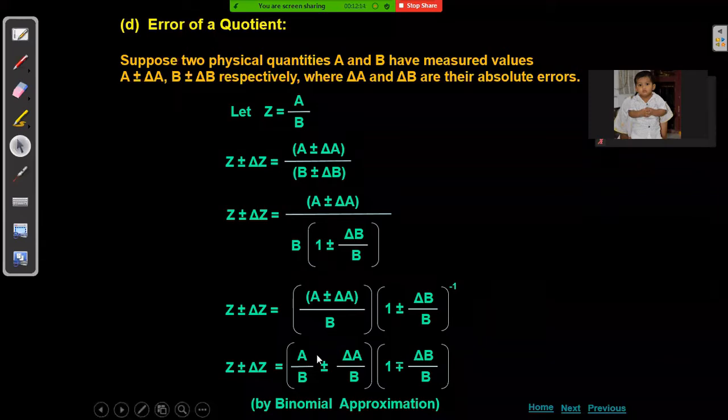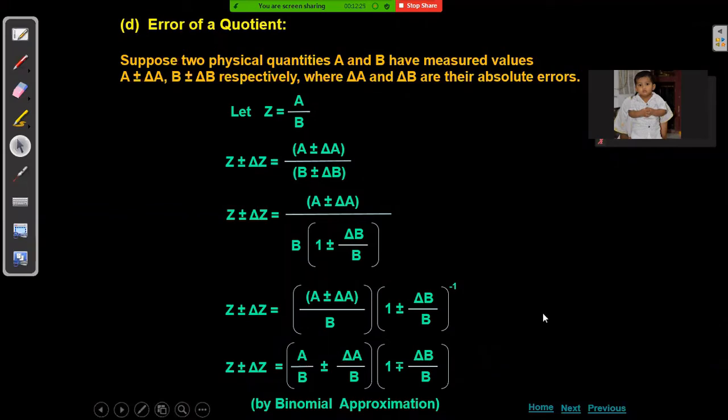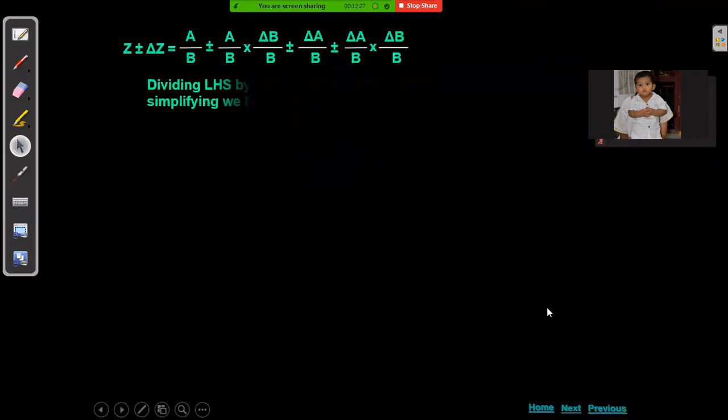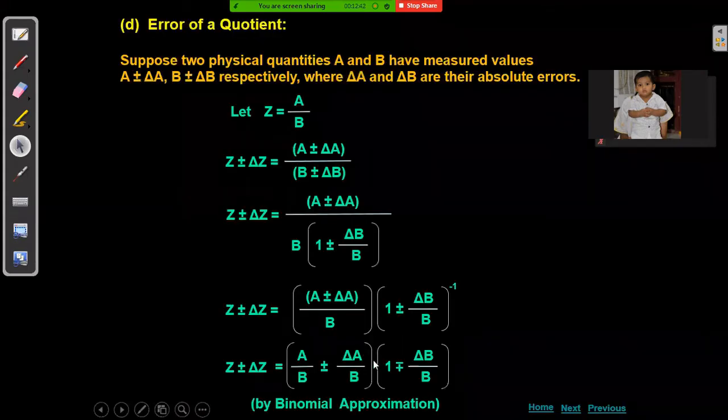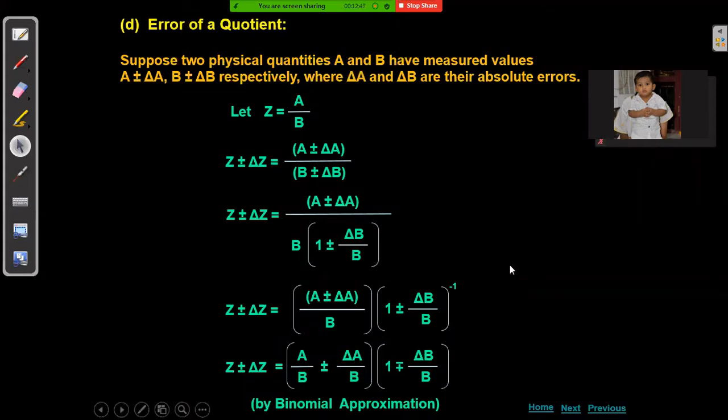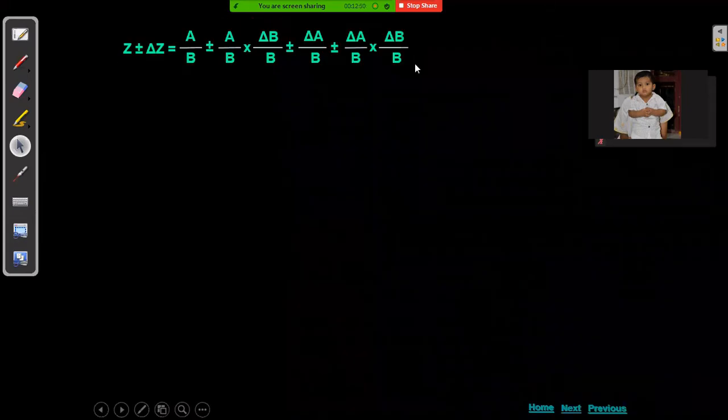Now if we extend this further, we'll see what happens. A by B into 1 gives A by B, next A by B into delta B by B. Expanding all this in the next step, we get A by B plus or minus A by B into delta B by B, next plus or minus delta A by B into 1, which is delta A by B, and the last term is delta A into delta B by B into B. That is what we got here.